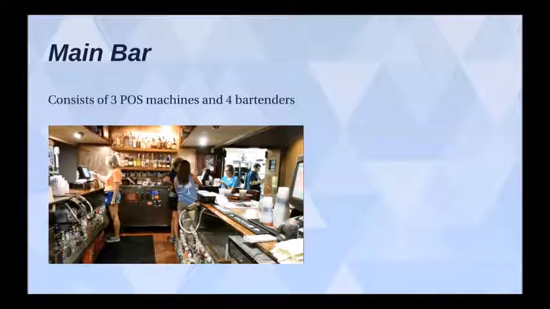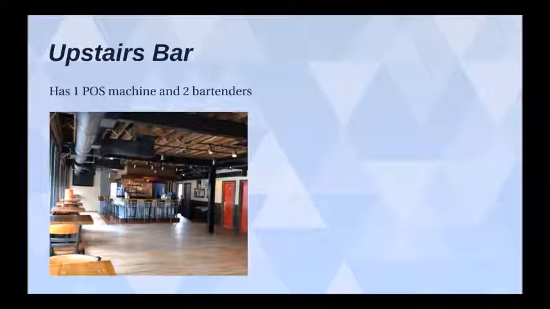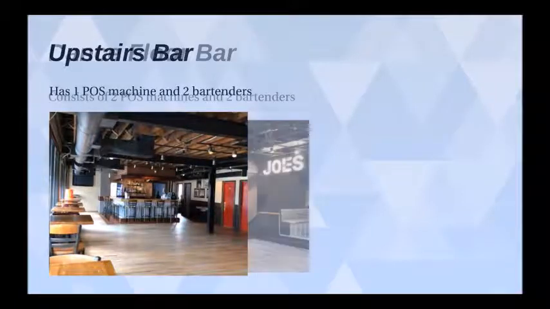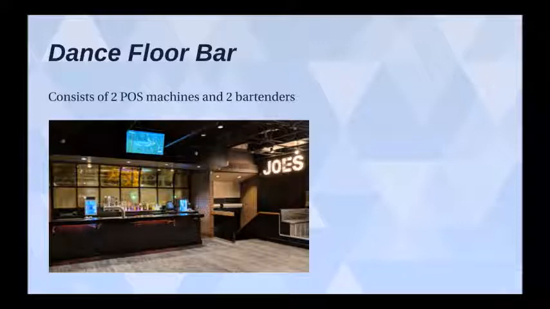In the main bar, there are 4 bartenders and 3 POS machines. In the upstairs bars, there are 2 bartenders and 1 POS machine. In the dance floor bar, there are 2 bartenders and 2 POS machines. We're going to be modeling the 2 bartenders and 2 POS machines from the dance floor bar for reasons that I'm going to describe under our assumptions. We have customers entering the system once they enter the bar, and they exit the system once they leave the bar.